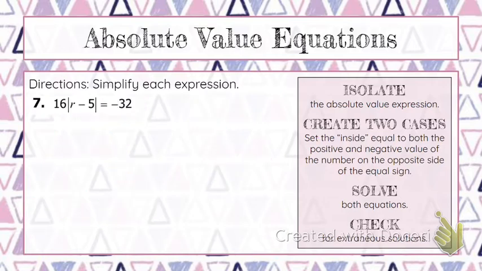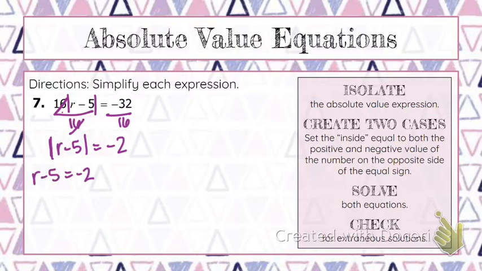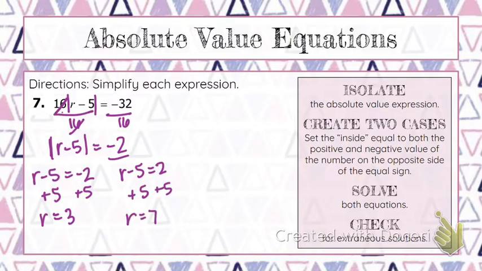Okay. Number 7, we want to isolate the absolute value expression. It is getting multiplied by 16. The opposite of that is to divide both sides by 16. So that makes these cancel, leaves us with the absolute value of r minus 5 equals negative 2. So we have r minus 5 equals negative 2, and then r minus 5 equals, and this one started out as a negative, so we need to also do positive 2. Then solve both equations. So r is going to equal positive 3, and r is going to equal positive 7.